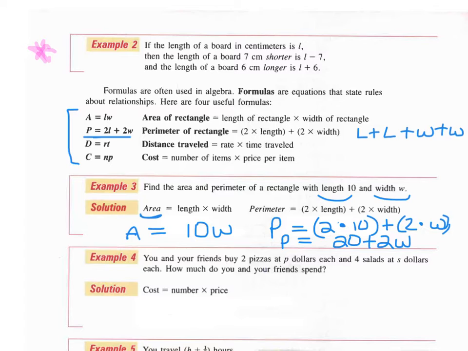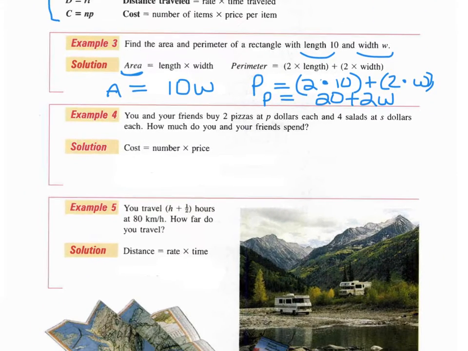Okay, next one. You and your friends are buying 2 pizzas at P dollars and 4 salads at S dollars. How much do you and your friends spend? So how would we go about setting up this question?